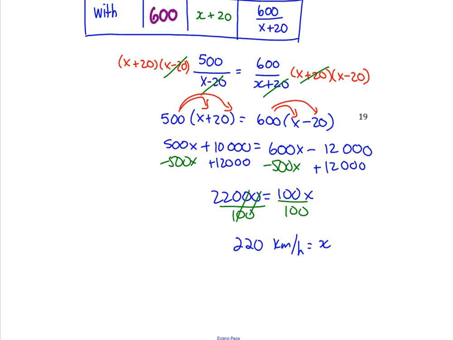I brought the x's together by subtracting 500x from both sides. Then I moved the 12,000, because it was a minus 12,000, by adding 12,000 to the other side to get 22,000, and then divided by 100. Good? Now, is that answering our question? What were we looking for? The speed of the plane with no wind. Does the variable represent the speed of the plane with no wind? Yes. So the speed with no wind is 220 kilometers per hour. And that is it.